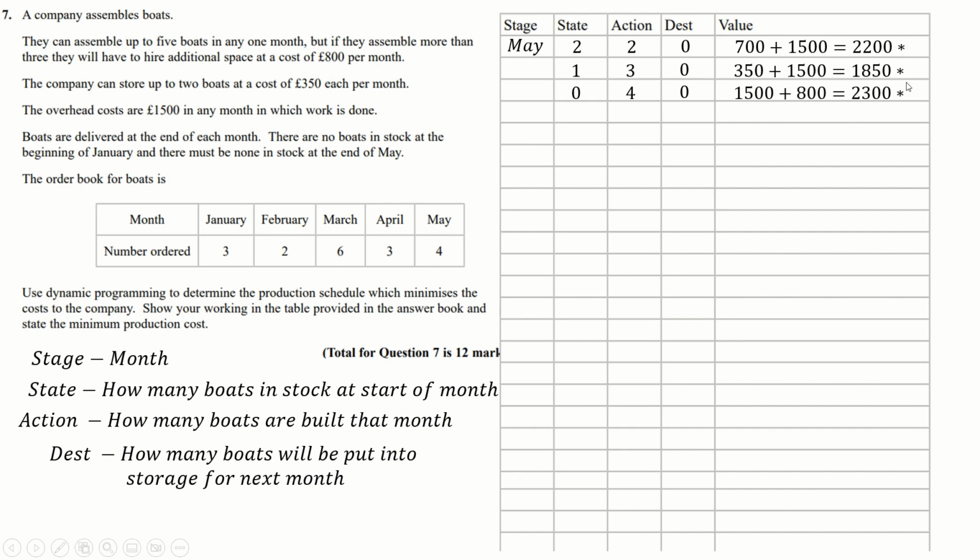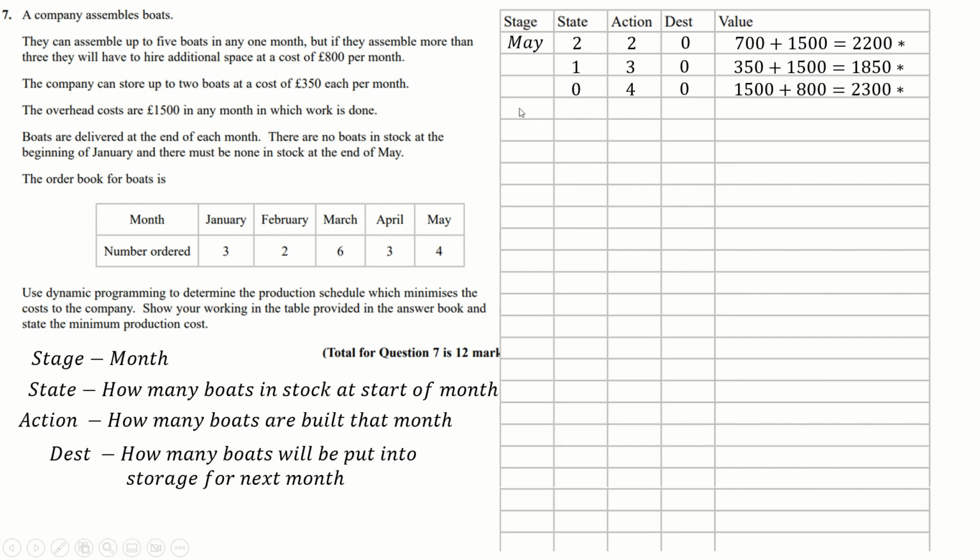And now these stars, I'll explain a little bit more when they become more relevant. But for now, let's just go to April. So in April, you could start April with 2 boats in storage. At max, you can only have 0, 1, or 2 boats in storage. It says there. If you start April with 2 boats in storage, you could only build 1 and then just put 0 in storage. You could build 2 and put 1 in storage, but let's just deal with this first. So if you have 2 in storage, that costs 700. If you build 1, that costs 1500.